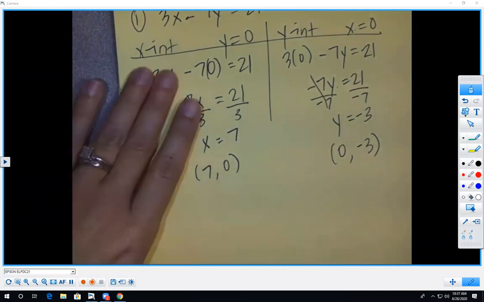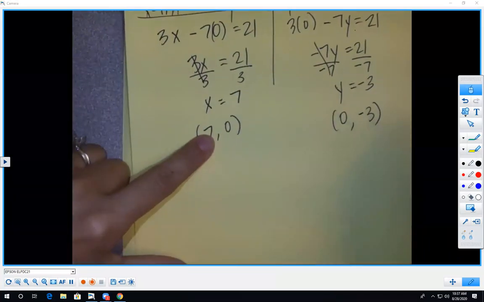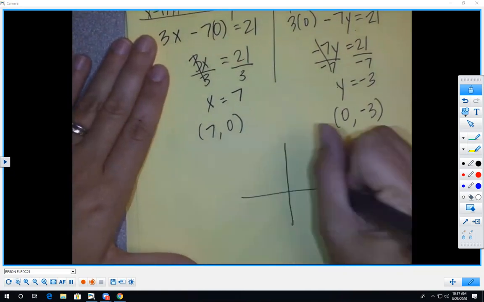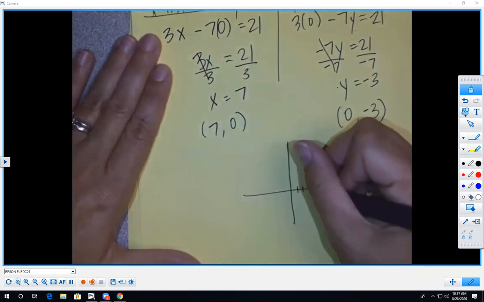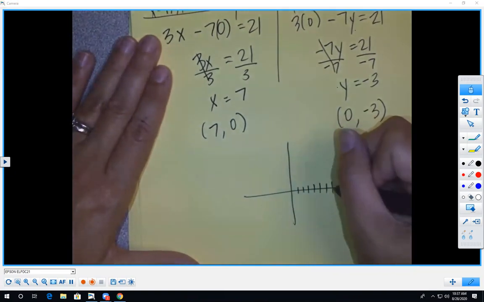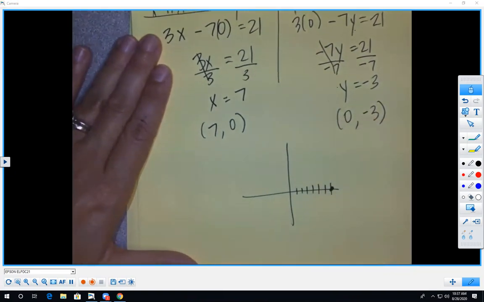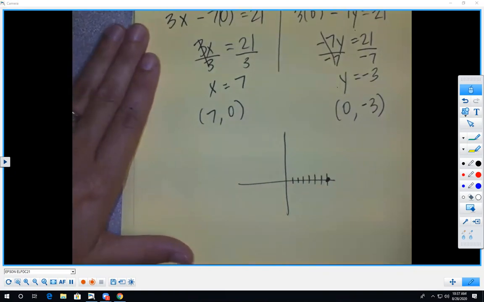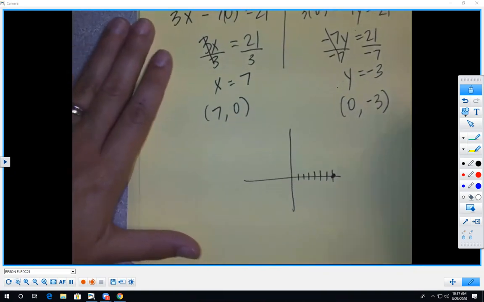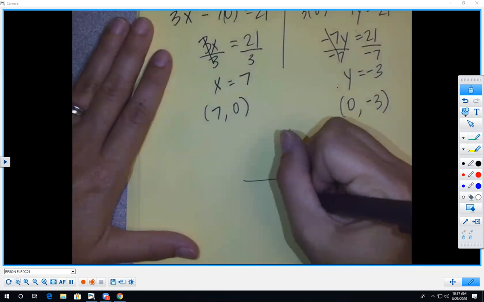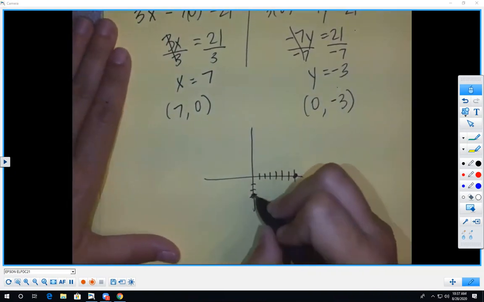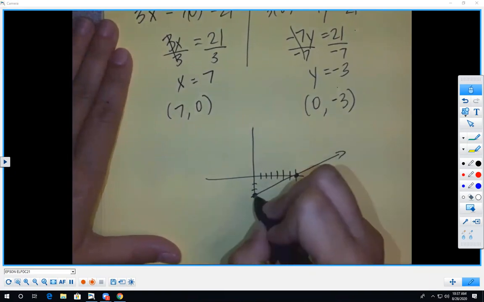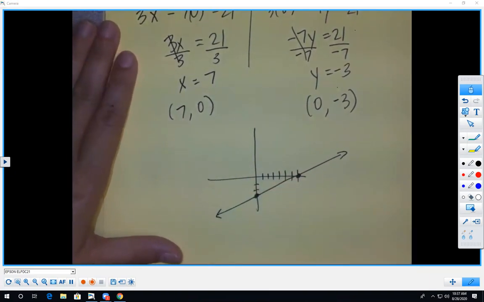And then it usually tells you to graph it also. Graph the line. So I have 2 ordered pairs that I can graph. So I put them on a graph. 7, 0. So go over to 7 on your x-axis, put a dot. That's your x-intercept. Y-intercept's negative 3, so I'm going to go down to negative 3, put a dot, and then draw a line. And that's your answer.